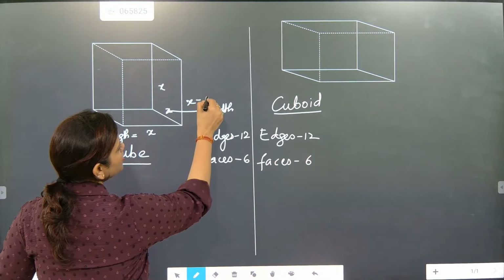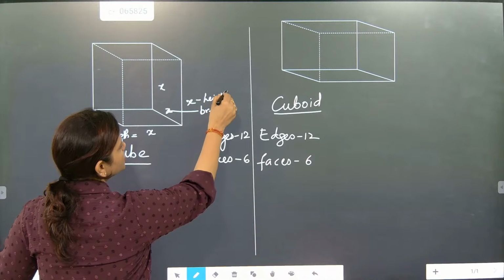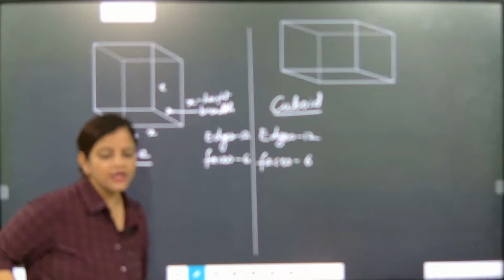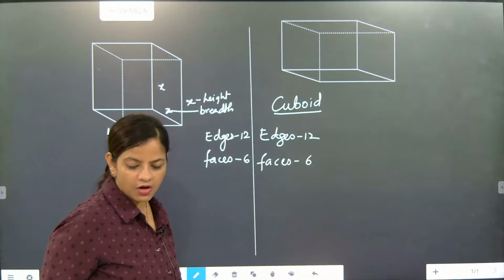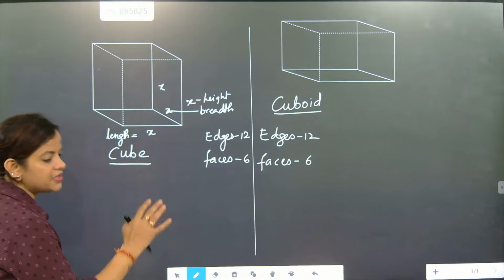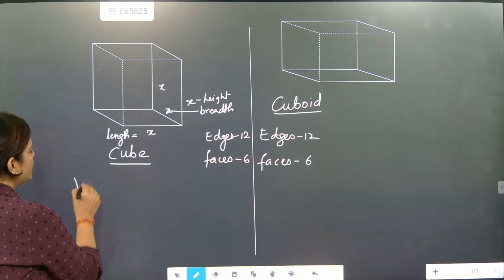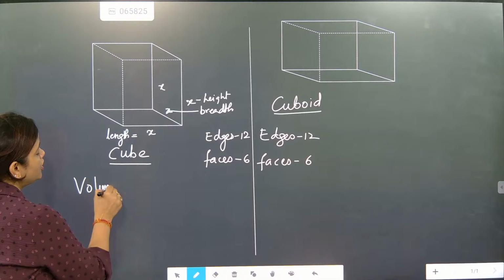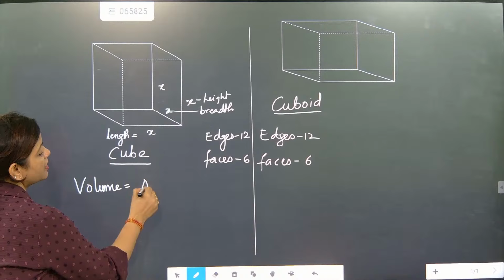And this part is also called height. So length, breadth, height all are equal. If length, breadth, height all are equal, then first, what is the volume? Volume is area into height.